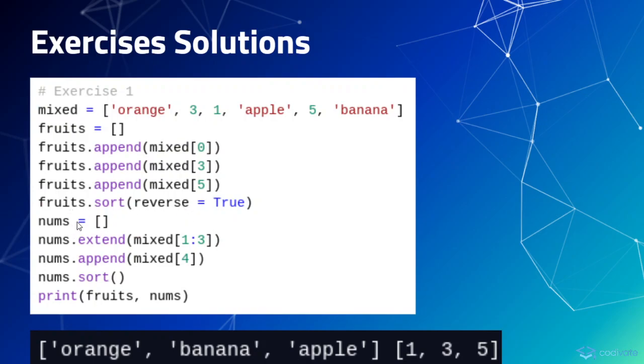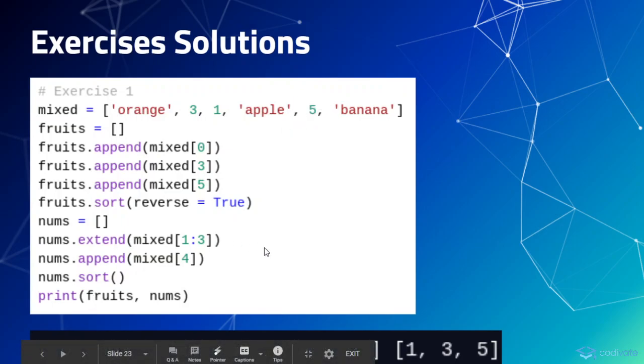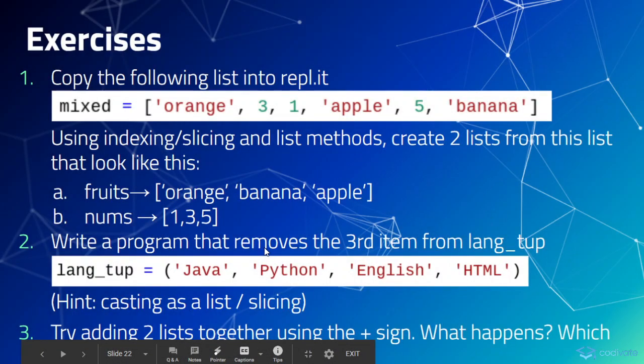And we can also do a similar thing with nums. We could add to nums a substring or sub list of the original list using slicing. We can append to that another item, 0, 1, 2, 3, 4. We would append the 5 and we would sort that. That would print our list to get them like this.